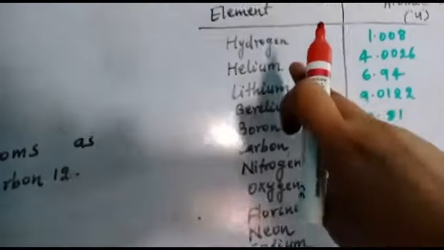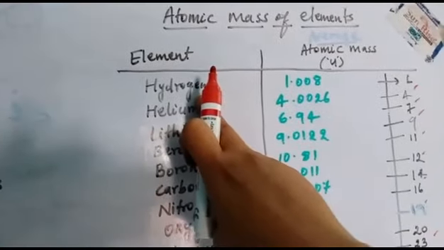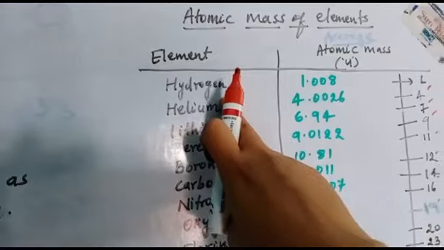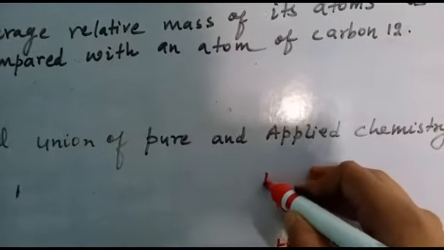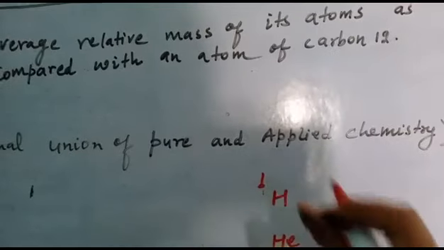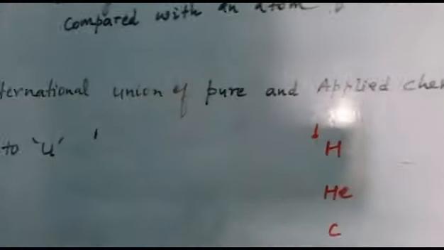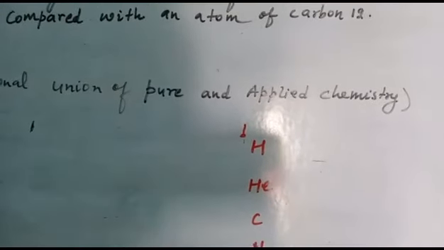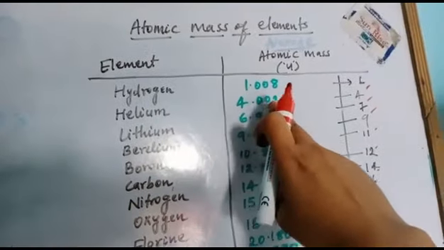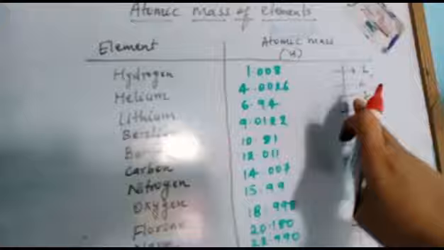Let's say if you have to show the atomic mass of hydrogen, we will write 1 here, as an upper superscript on the left side of the symbol. Similarly, if you have helium, how much? We will not write 4.0026 but we will write what?